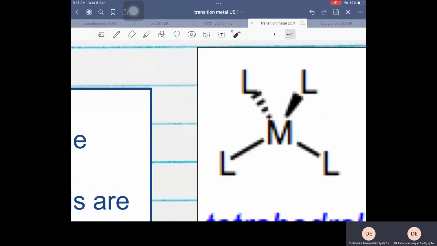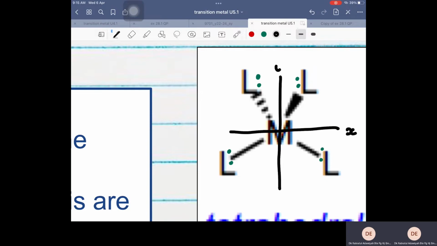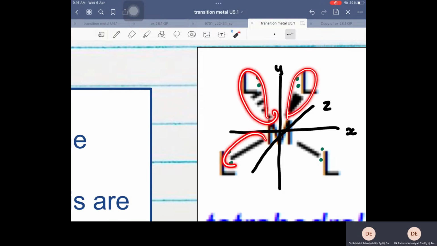So this is how the four ligands are arranged around your metal center ion. I'm just going to draw the tetrahedral shape, and then your axis, X, Y, Z. Can you see now your ligands sit in between the axis, and they will repel the orbitals that sit in between the axis more.